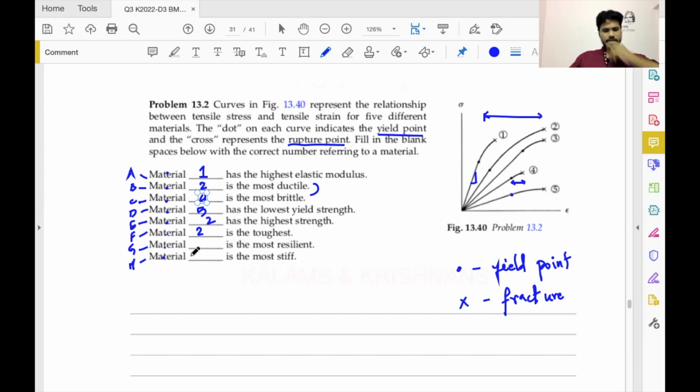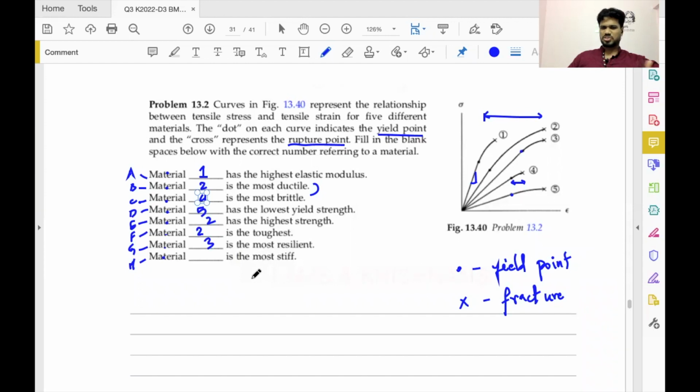Okay, and the material that is most resilient. Now we go to G. So what is it? 3. Resilience is the area under the elastic curve, till the yield point, and that area should be the highest. The height is pretty much the same for the 2 triangles, but the base is much higher for 3. So 3 is certainly the most resilient. The area under this elastic strain curve is the measure of resilience.